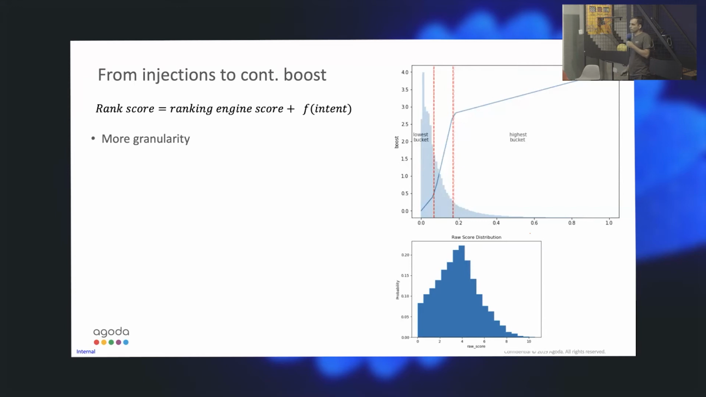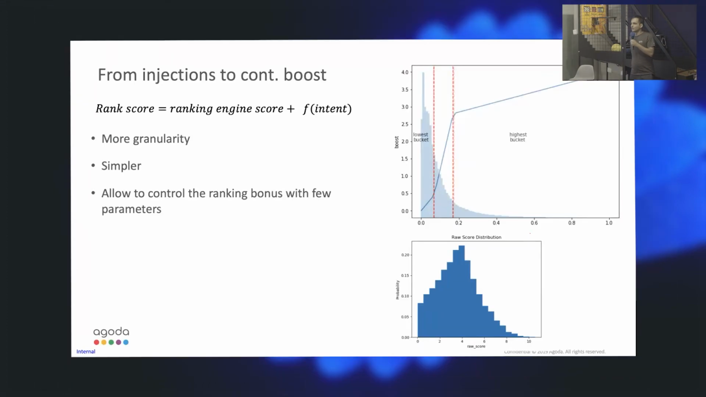What are the benefits of this approach? First, there's more granularity. Instead of having just 5 groups, you get a continuum according to the prediction. It's much simpler to engineer, right? You don't have to keep a lot of configuration. It's a very simple thing to code, and it allows controlling the ranking bonus with very few parameters. If this is a function, you can define it by 3 or 4 different parameters that you can optimize and get a very significant impact on your business segment.